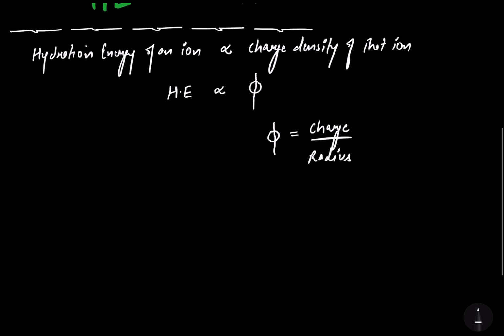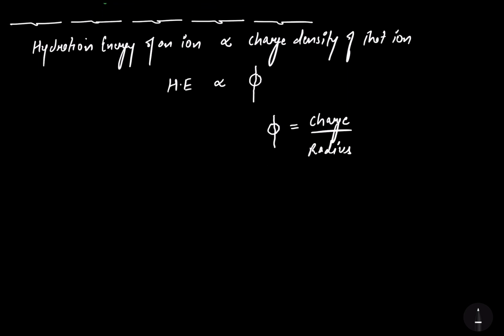When we talk about a specific group, we always get an equal charge of all the elements constituting that group. For example, group number 1 of your table acquires plus 1 charge, the group 2 acquires plus 2 charge. In that case, when charge is constant, then the charge density is inversely proportional to the radius of the ion. So in short, hydration energy also becomes inversely proportional to the radius of that ion.